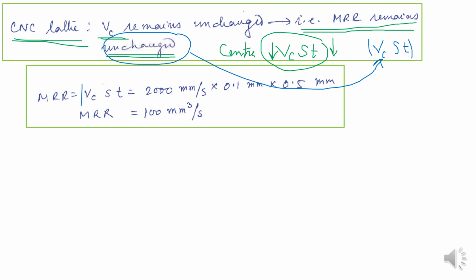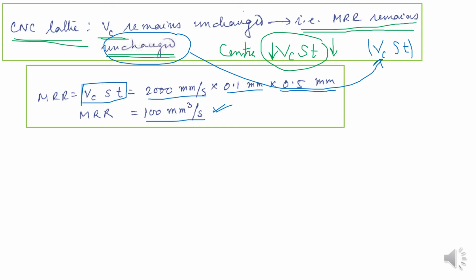As it is unchanged, let us calculate how much it is. It is Vc S into t, which is 2 meter per second, which is 2000 millimeter per second, into 0.1 millimeter, which is the feed, and 0.5 millimeter is the depth of cut. So, if we calculate correctly, hope we have done that correctly, it is 100 millimeter cube per second.